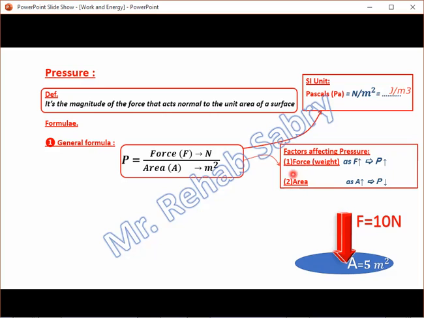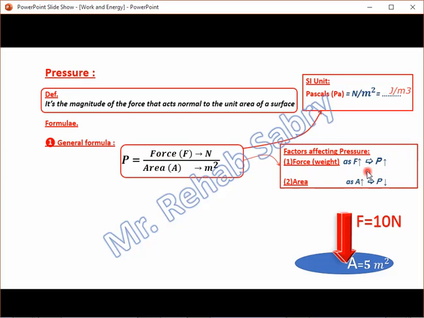Okay, let's look at the second relationship. The second relationship is between the pressure and the area. Okay, the pressure and the area. As the area increases, the pressure decreases with the reciprocal factor.